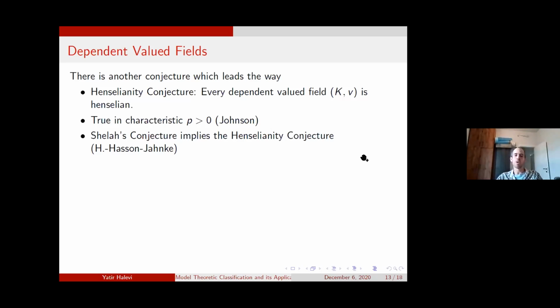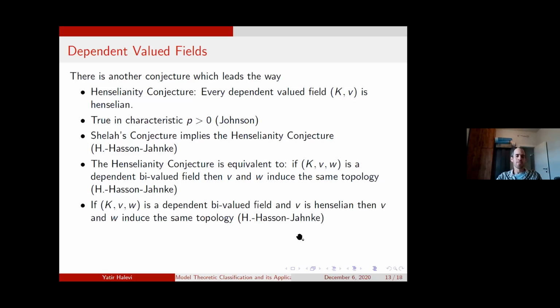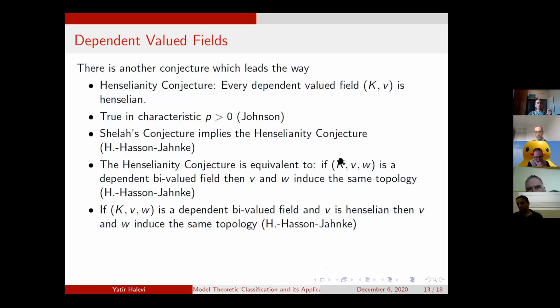The Shelah conjecture from before implies this conjecture. This is a result by myself, Assaf Hasson, and Franziska Jahnke. It's actually equivalent to a topological statement, which means that every time that you have a field with two valuations on it, and assume that if you had the predicate for both these valuations, then it's dependent, then they must induce the same topology. That's a result, again, of myself, Assaf Hasson, and Jahnke. And we proved that if we assume that one of the valuations is Henselian, it has an inverse function theorem, if you wish, an implicit function theorem, then they induce the same topology. So we almost showed this conjecture as a whole, but we assume that one of them is Henselian, which is a very strong assumption, but it's still a step in the direction.